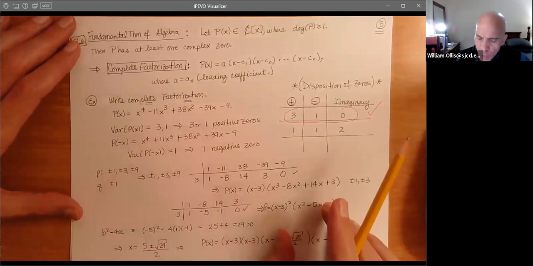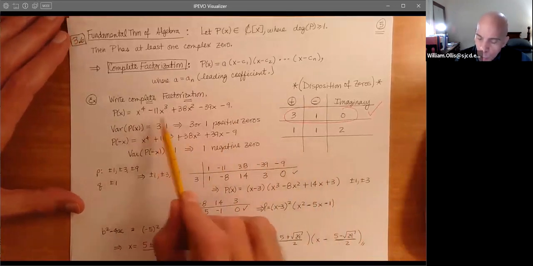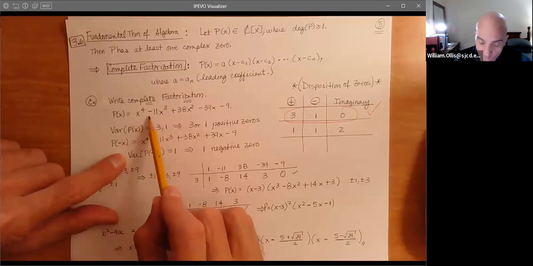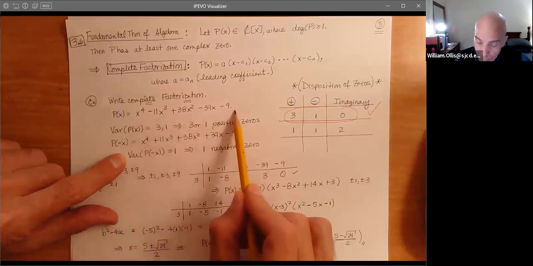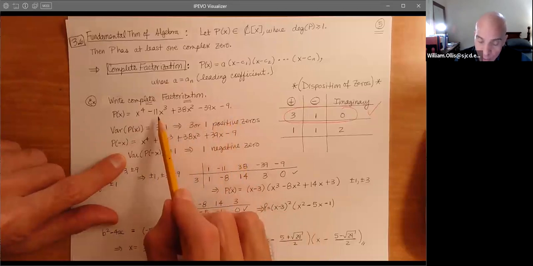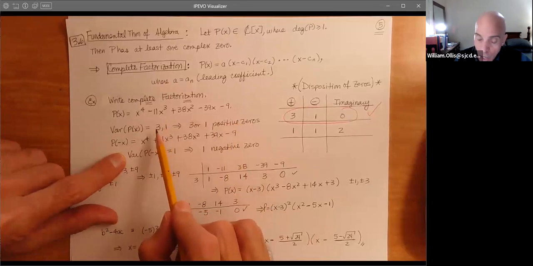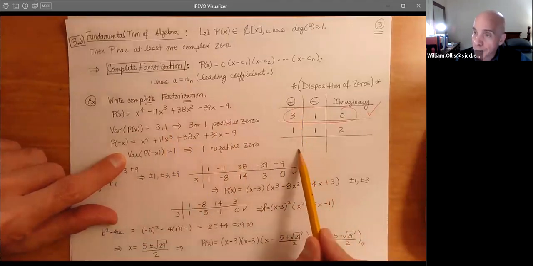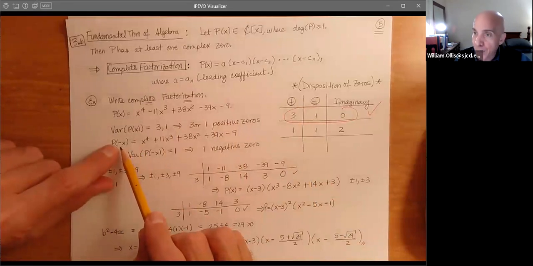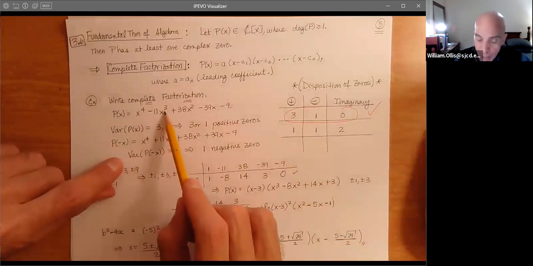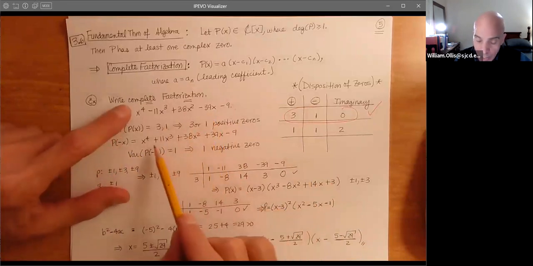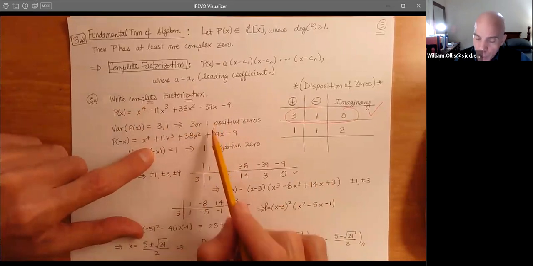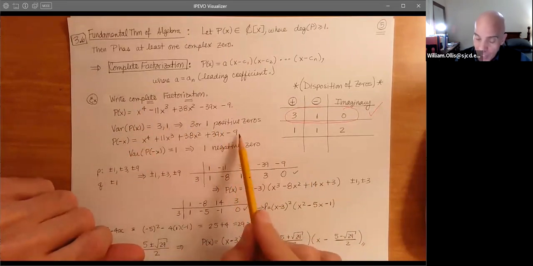Now, one thing that's very interesting here is we can do what we did before. Let's just go ahead and look at the variation in sign here. Okay, we start positive, so there's 1, 2, 3. So 3 variations in sign, so that gives us 3 positive zeros, or subtract 2, 1. So this column can only have 3 and 1. Now, if we look at P of negative X, remember the odd powers will flip sign. So we get X to the 4th plus 11X cubed plus 38X squared plus 39X minus 1. So let's check.